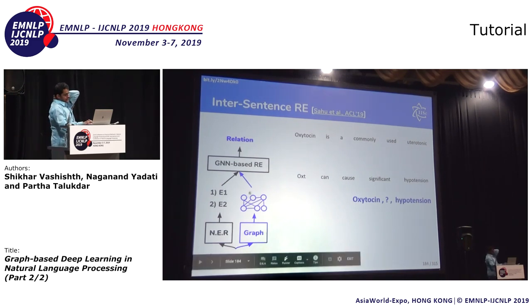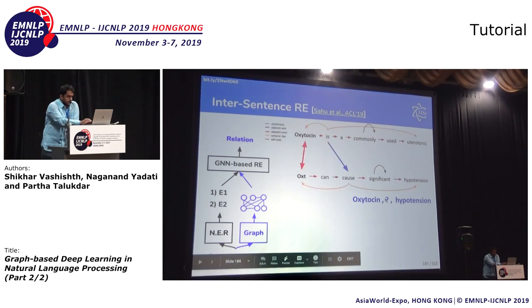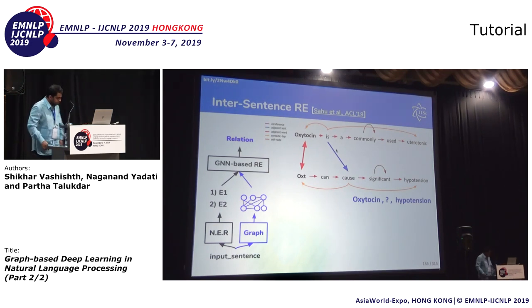Now another way this simple GNN model can be improved is in the graph construction phase. This is especially relevant for document level relation extraction, inter-sentence relation extraction. For example, oxytocin is a commonly used uterotonic. OXT can cause significant hypotension. Let's say we want the relationship between oxytocin and hypotension. The word oxytocin and the word hypotension are actually present in two different sentences, right? So this is document level relation extraction.